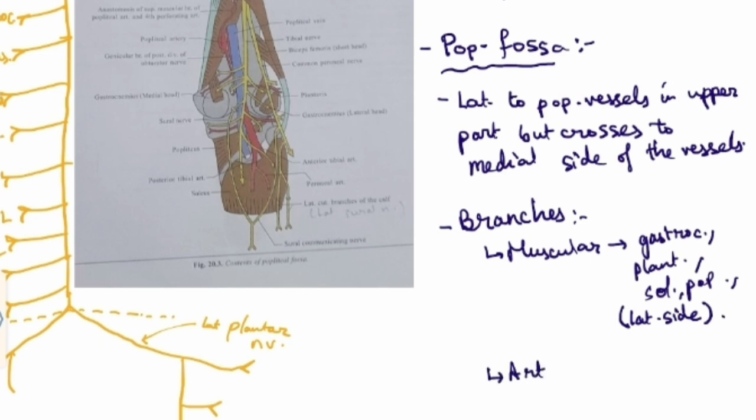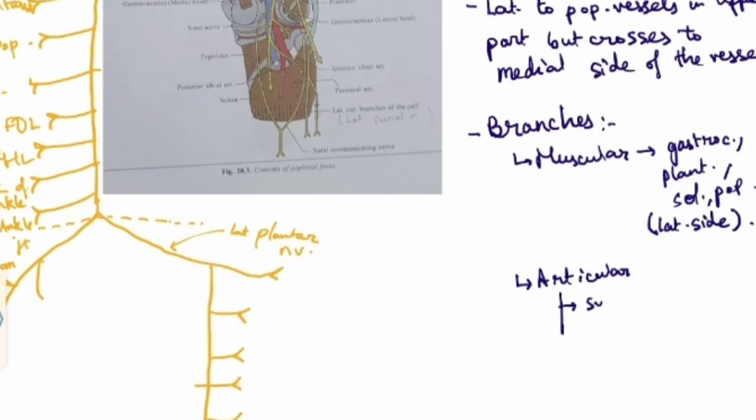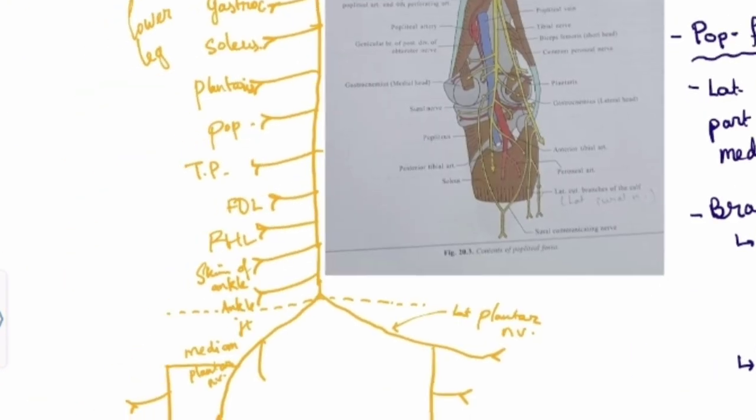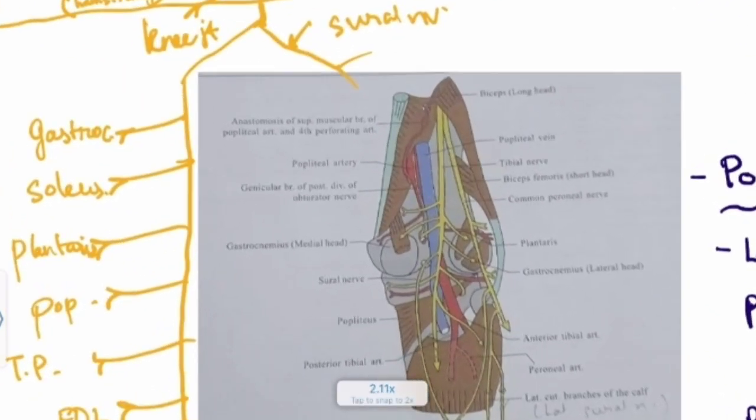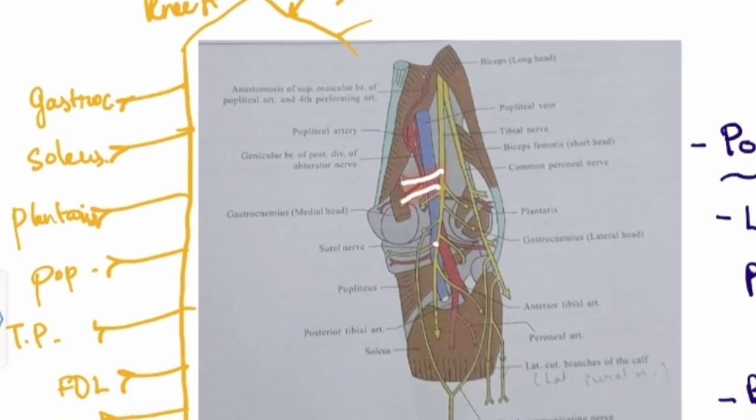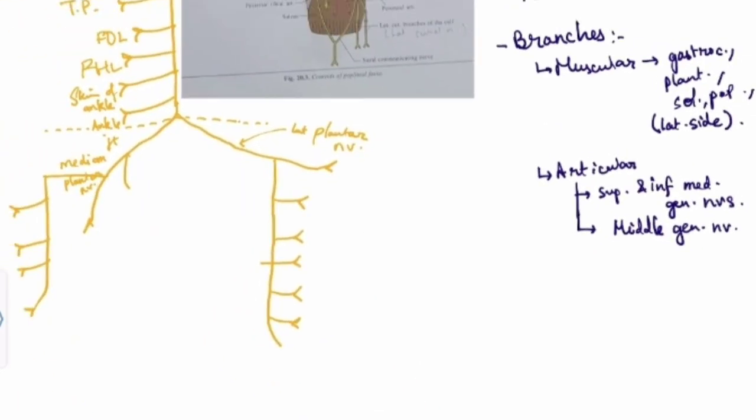Some articular branches we have. What are they? Superior and inferior medial genicular nerves. Another branch is the medial genicular nerve. If we see here, these are the branches we are talking about. This one is going and supplying this muscle. I'm not talking about this one. I'm talking about these three. A cutaneous branch is given, which is known as the sural nerve. Vascular branches to popliteal vessels.